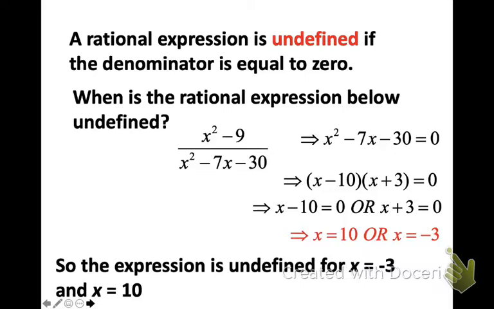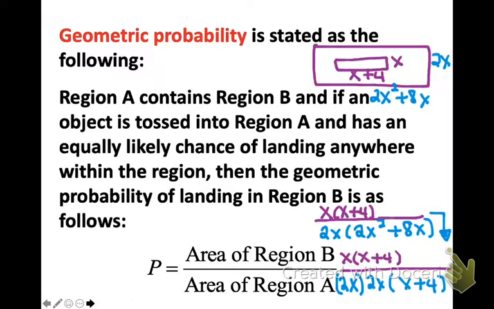One more slide. Remember to pause the slide at any time so that you can take down some notes. This one is geometric probability, which we looked at in geometry. If we take region B and put it over region A, which is what I did down here, then we're going to factor. I can factor out a 2x from my 2x squared plus 8x, and I got this ratio. From there we're just going to reduce. So jot down your answer and then I'll tell you what I got.